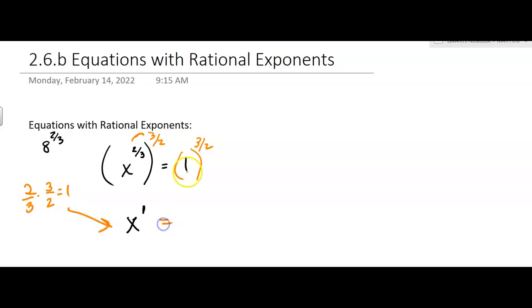And then on the other side, well, I have to deal with that. So what's the square root of 1 cubed? It's just going to be 1. So it wasn't a very exciting one here, but that's the idea.